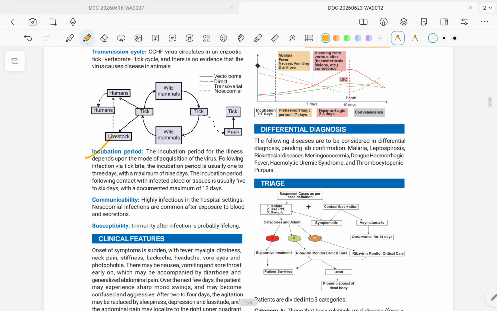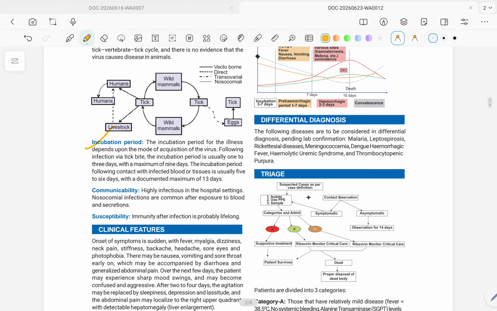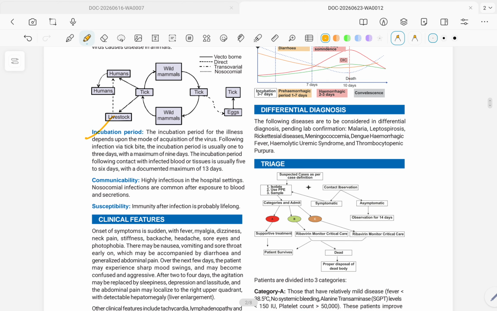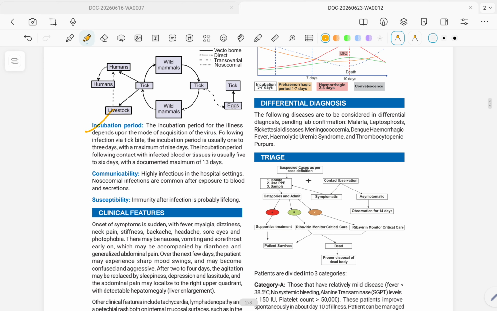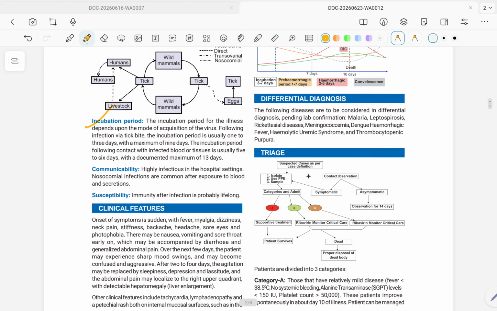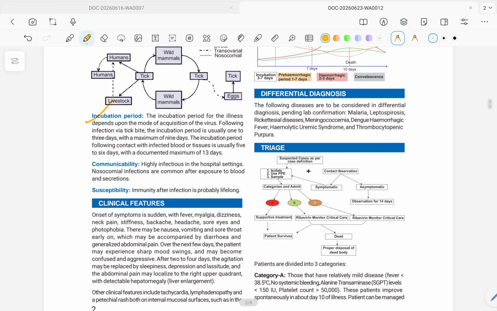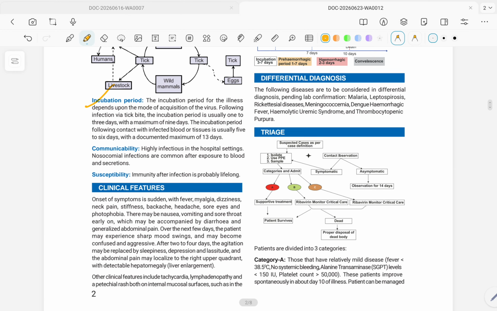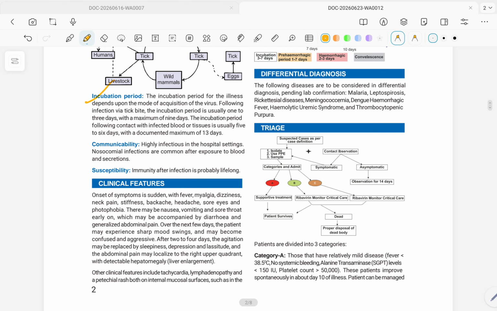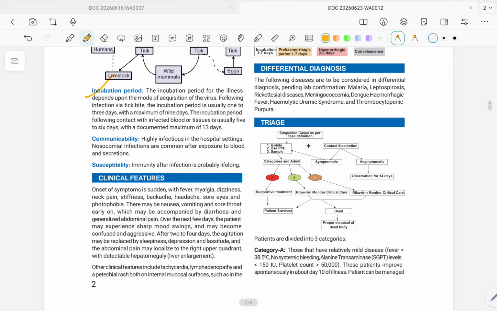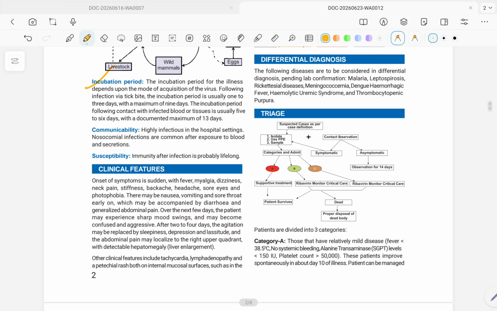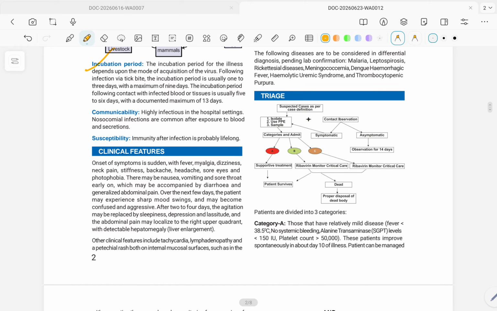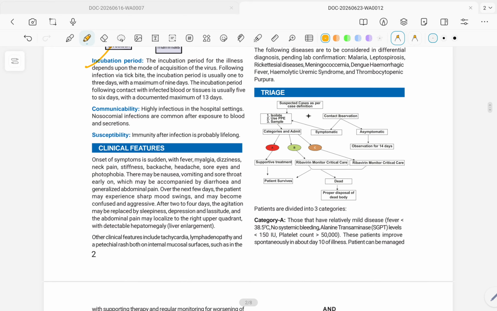Incubation period. The incubation period for the illness depends upon the mode of acquisition of the virus. Following infection by tick bite, the incubation period is usually 1 to 3 days with a maximum of 9 days. The incubation period following contact with infected blood or tissue is usually 5 to 6 days with a documented maximum of 13 days.